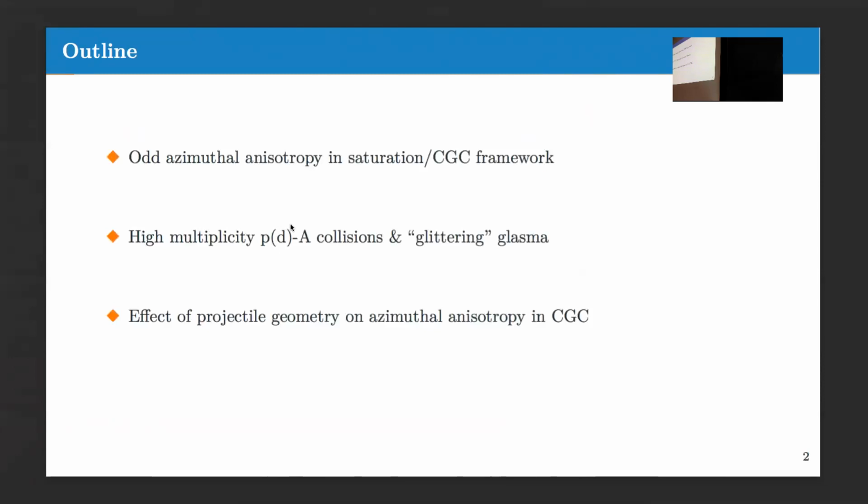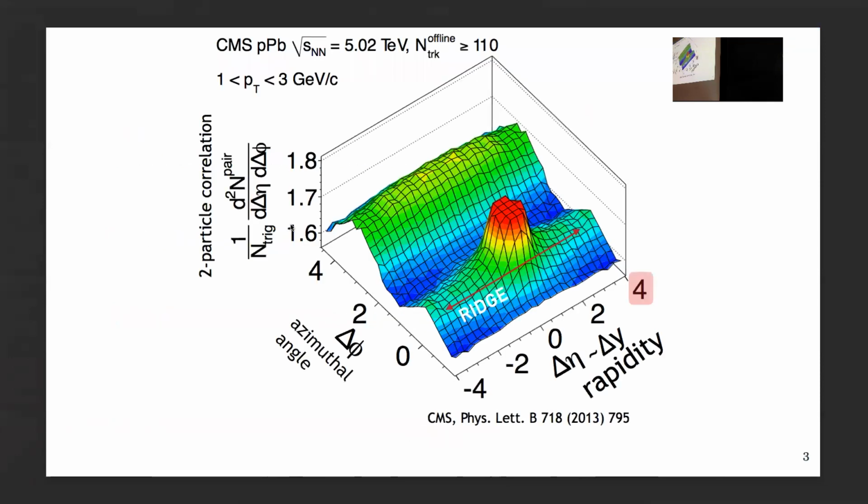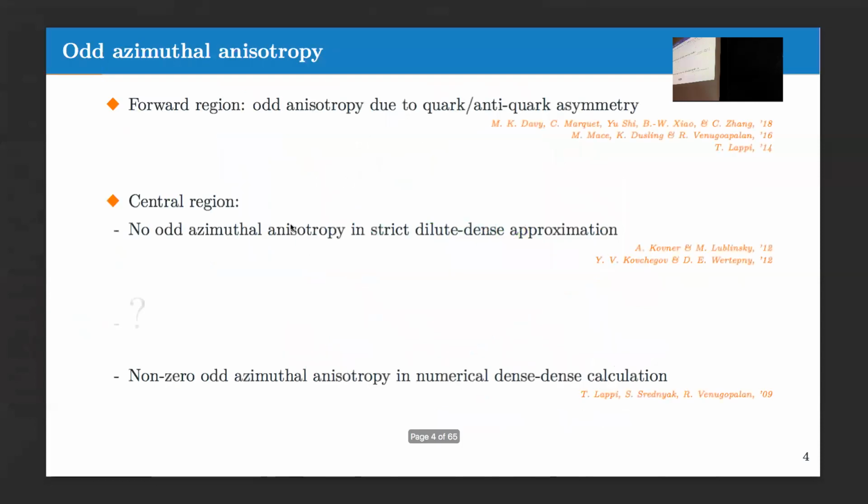So moving forward, our goal is to study the two-particle correlation, in particular the ridge, the correlation in rapidity units shown over here, and specifically we are interested in the azimuthal anisotropy. So this is our subject of study, the two-particle correlation function. There were previous theoretical results, for example in the forward region, where people computed the azimuthal anisotropy by looking at quark scattering off the dense target. In this case, the odd part of the azimuthal anisotropy just comes from the charge asymmetry between quarks and anti-quarks, which naturally produces an azimuthal anisotropy.